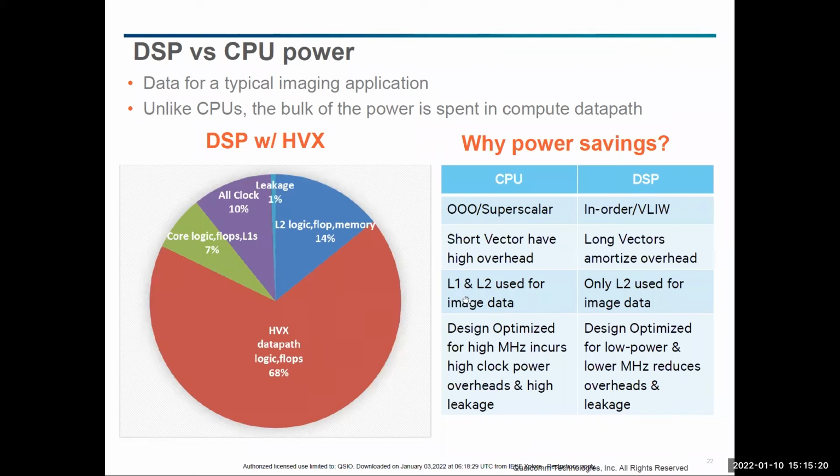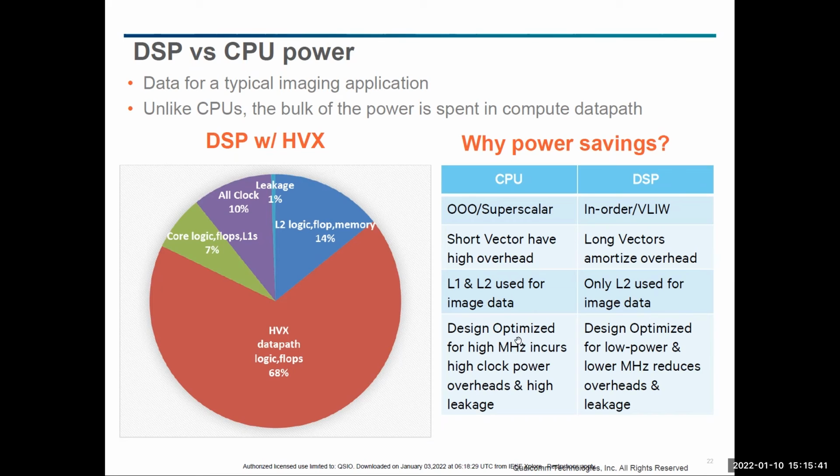For the CPU, both L1 and L2 caches are used for image processing, whereas on the DSP, the L1 can be turned off and only the L2 cache can be used. Thus, again, it helps in saving power.